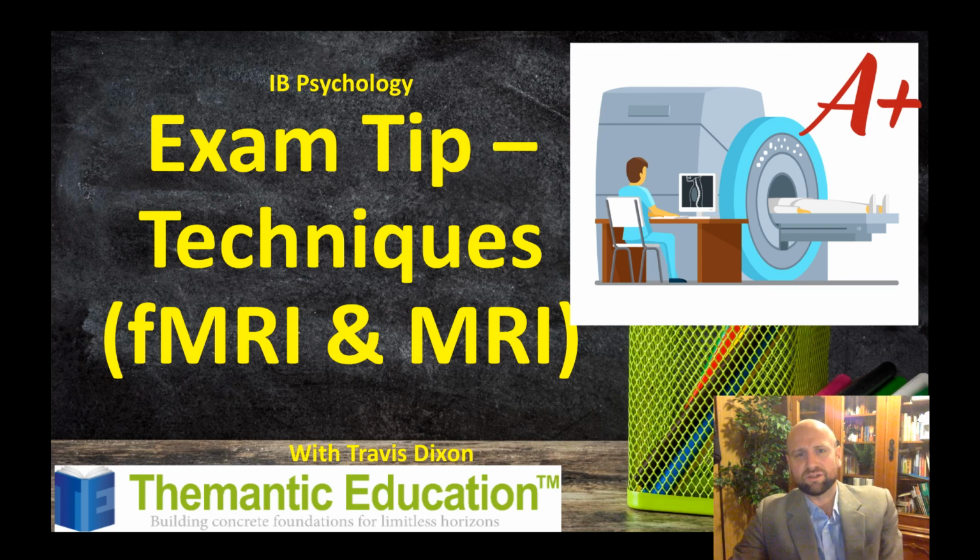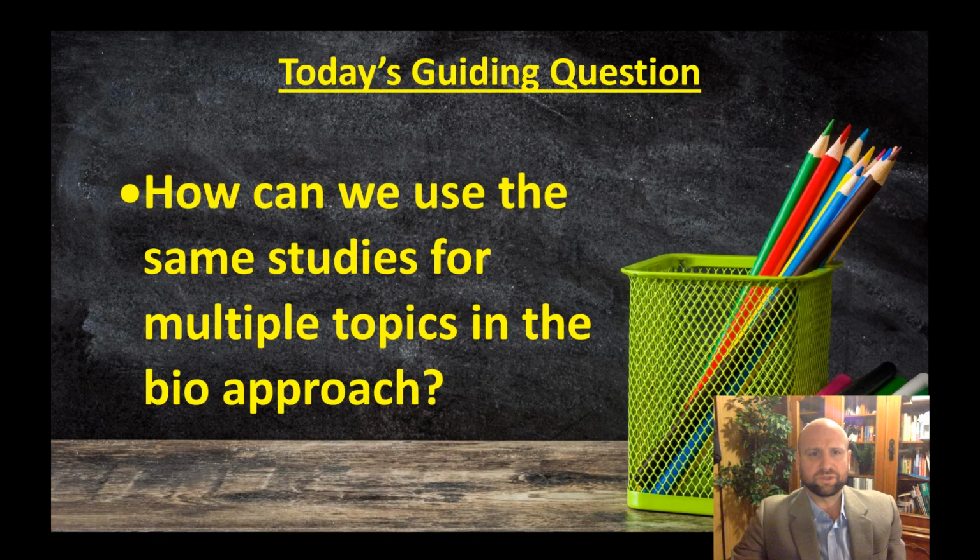Today we're going to look at technological techniques, and we're going to look at how we can cut down our content with these too. So, what we're trying to look at here is how can we use the same studies for multiple topics in the biological approach. And being able to do this is one of the best ways you can save hours and hours of revision time. Trying to find the studies that cut across different topics is really important.